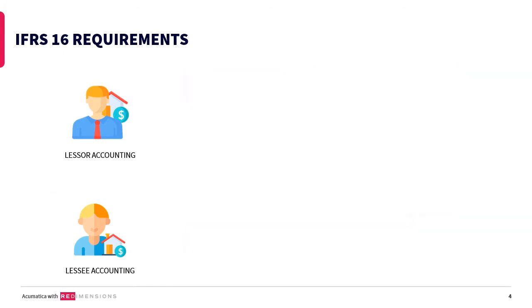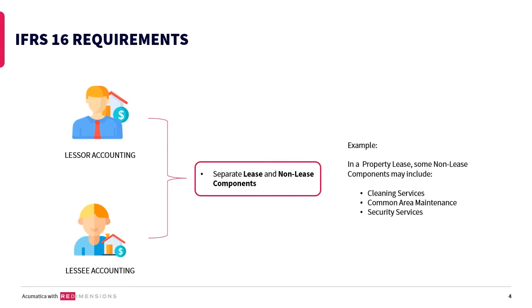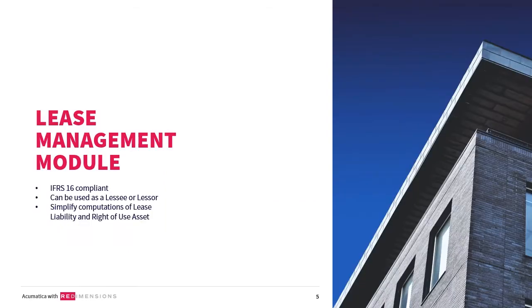In addition, both lessor and lessee are required to separate lease from non-lease components. For example, in a property lease, some non-lease components may include cleaning services, common area maintenance, and security services. These non-lease components will not form part in the computation of lease liability and will be accounted for in the profit or loss section.